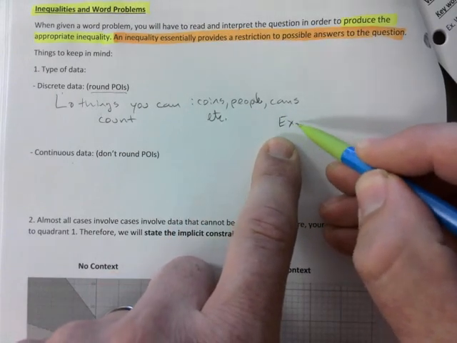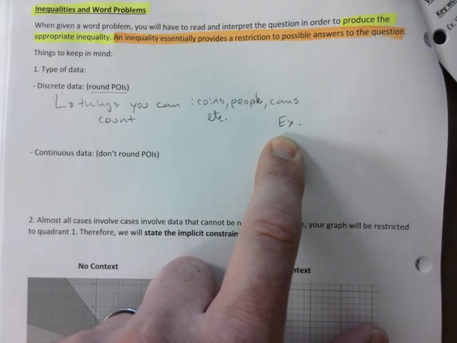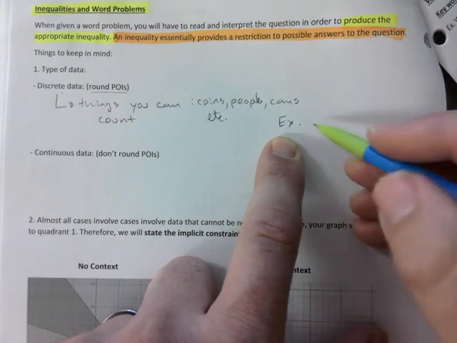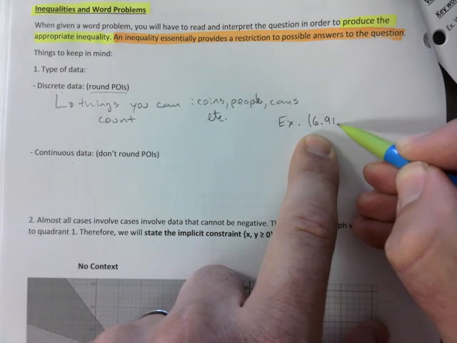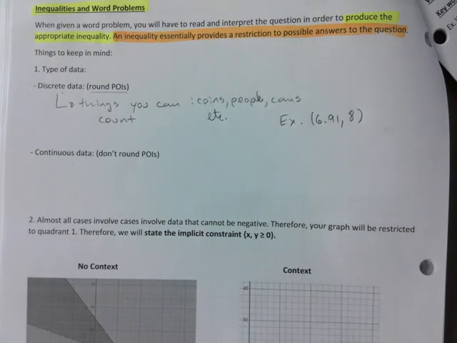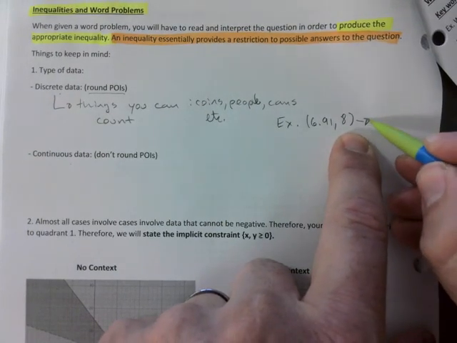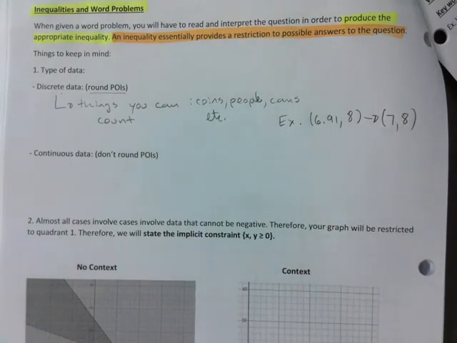So example, let's say you were dealing with chairs, like how many chairs are needed. There's large chairs and small chairs, and you come up and you find that the point of intersection is this. 6.91 small chairs and 8 large chairs are needed for this venue. You're like, wait a minute, we're talking chairs, that can't be. So you're going to have to round to a whole number when you get to that point.